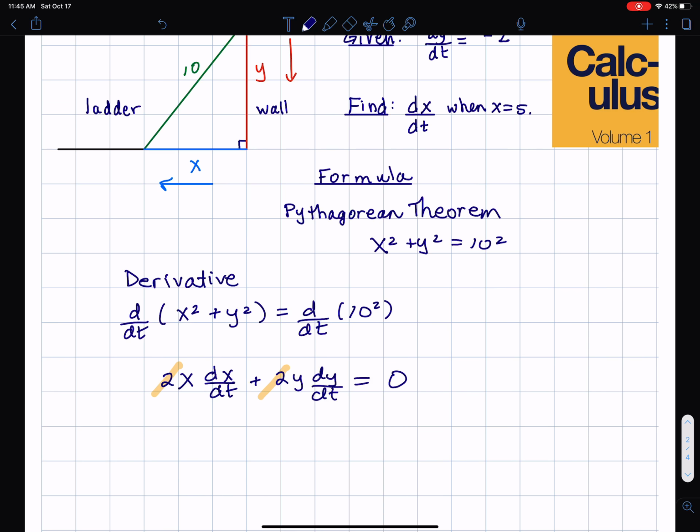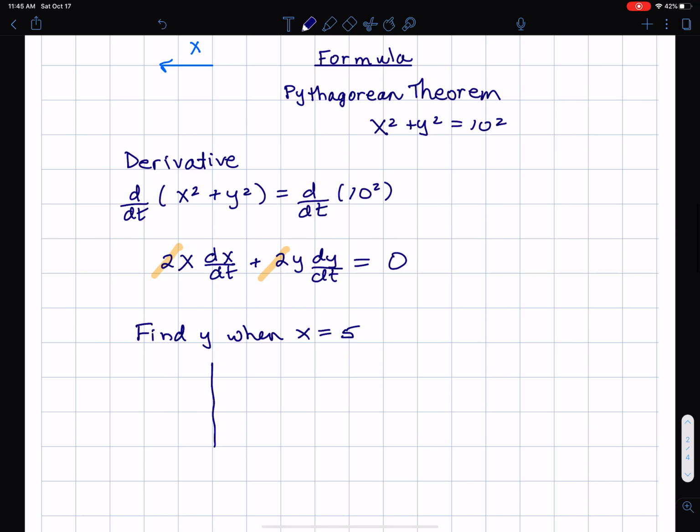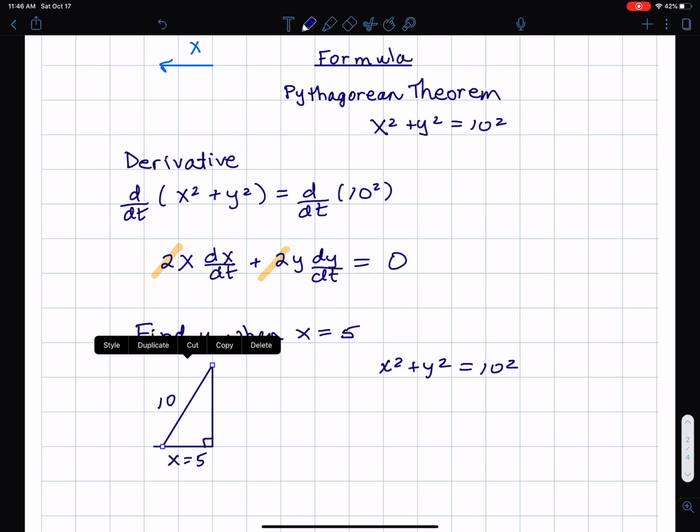when x equals 5. And we can simply do that by using that formula or equation that we wrote down. We have that x squared plus y squared is equal to 10 squared. So here I'm drawing a little picture. Now, there's also another way we can do this. It's just a little more clever, but it doesn't really save that much time anyway.